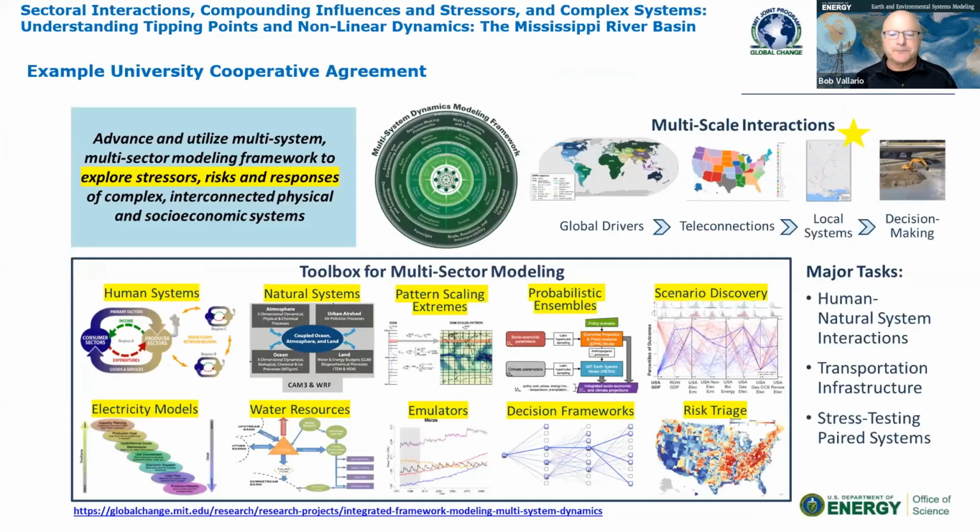Next slide. This is another project, a little bit of a smaller cooperative agreement with the Massachusetts Institute of Technology. They're doing some really interesting work in the Mississippi River and Gulf Coast region, and they have a risk triage approach that they've been using. And this group in particular, going from human systems, natural systems, pattern scaling, probabilistic ensembles. What I'm really impressed with this group, they've developed a new machine learning-based scenario discovery process, which we're applying, and we've briefed to the U.S. Global Change Research Program as well.